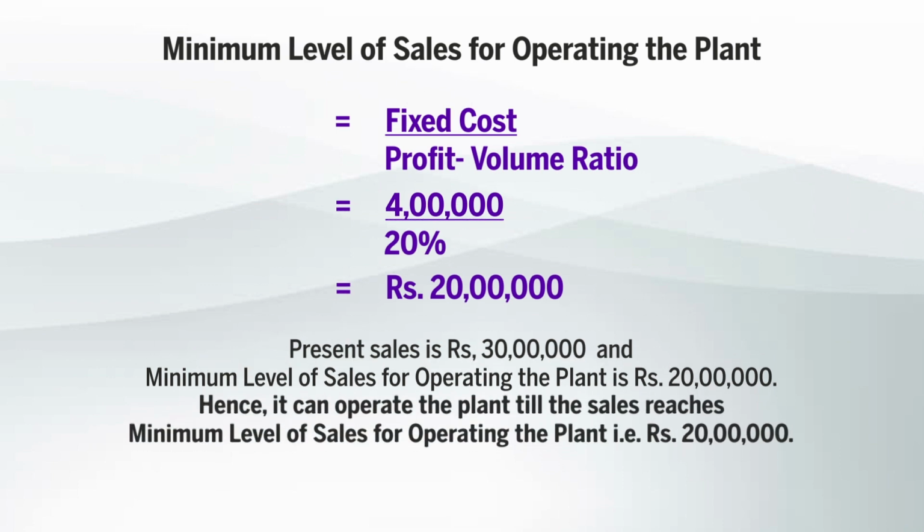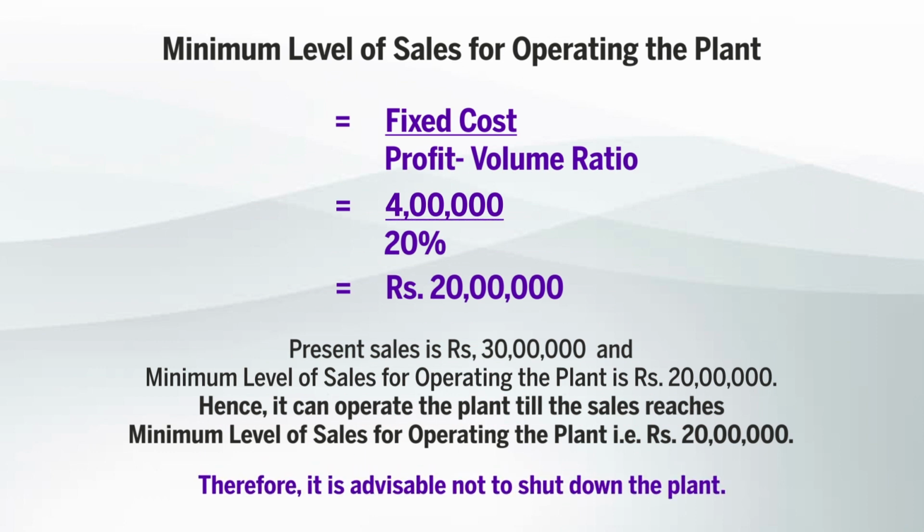We can conclude that we can operate the plant till the sales reaches the minimum level of sales for operating the plant, that is rupees 20 lakhs. So at present sales are 30 lakhs. We can wait up to rupees 20 lakhs sales, and therefore it is advisable not to shut down the plant. We continue with operating the plant.